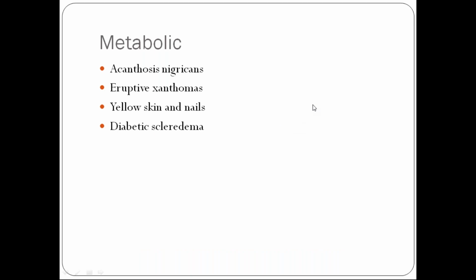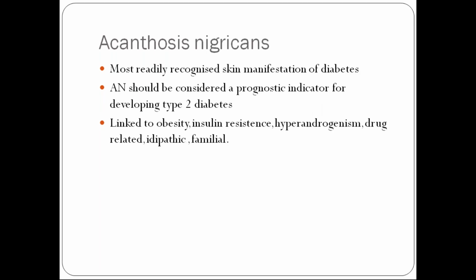Next, coming to the metabolic conditions: acanthosis, eruptive xanthomas, yellow skin and nails, and diabetic scleroderma. Acanthosis nigricans is a readily recognized skin manifestation. You will definitely see this. I'm sure almost all of you might have seen it. If not, you need not look in the hospital. Even in your family members, you will definitely see at least one person with acanthosis. And this is a prognostic indicator. So very important, acanthosis nigricans, you have to know this.